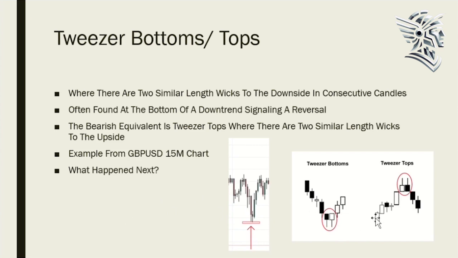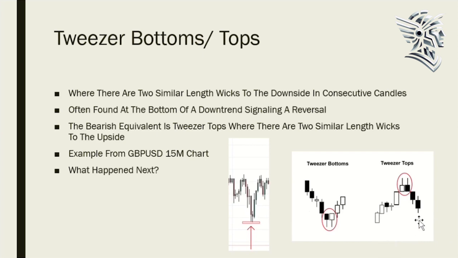And this is just a tweezer top. It's basically this just reversed, so you have an upwards move. You get an upwards move, you have a big wick to the upside, rejected, comes back down, closes here. And then from here, you have a move upwards, the same rejection as the previous candle, and it closes there, and it starts to move downwards from there.